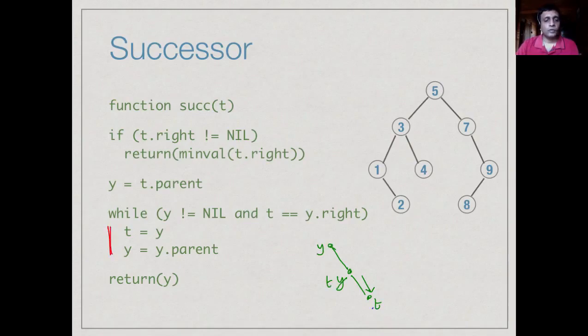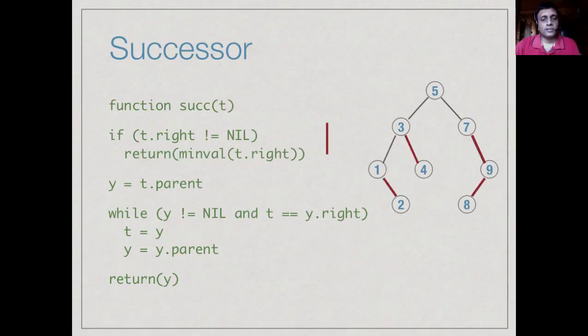So we move t and y up, and then at some point t and y will go this way. So it will be y dot left, and therefore this y is the successor of this original node t. Then there's one special case where we reach the top and we don't ever turn right. That's the case where we actually started from the maximum value overall in the tree, in which case we reach nil and it has no successor, so we'll just return nil.